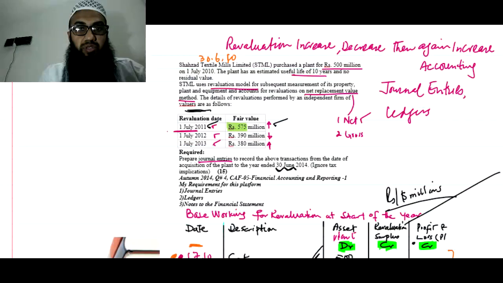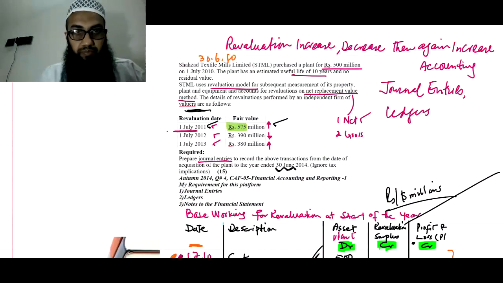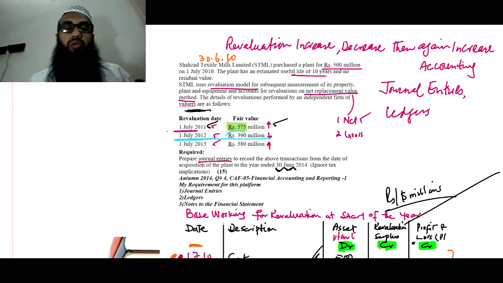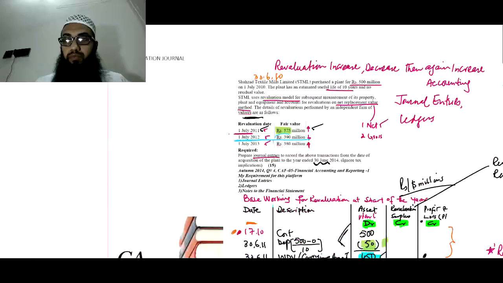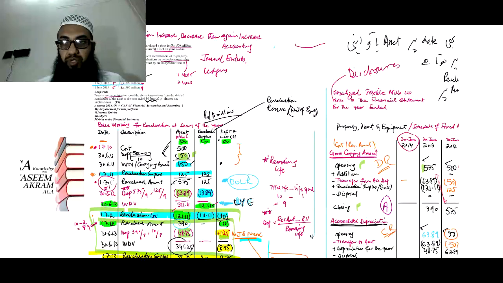30th June 2013, where is the 30th June 13? Sorry, 30th June 13. Is here. What is previous revaluation amount? The previous revaluation amount is 390. So your asset on 30th June 2013 is on 390. Your asset is on revalued amount, which is 390, given in the question. So your opening is 390, which also confirms from here.